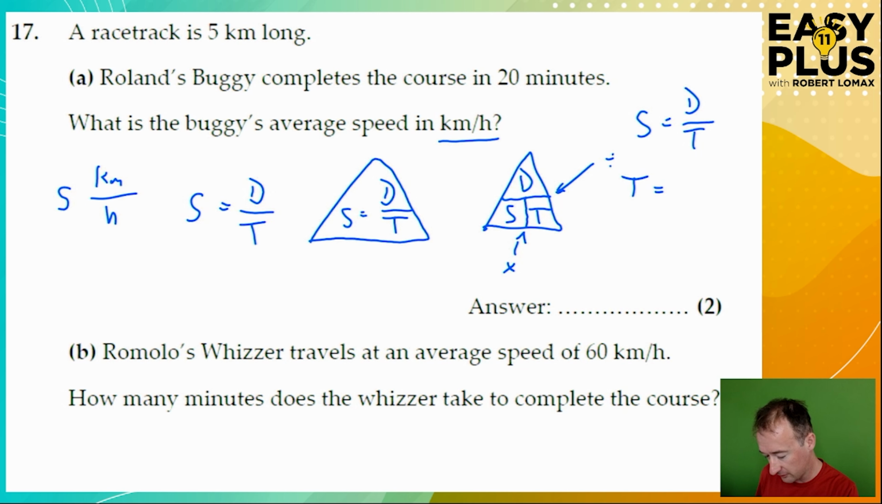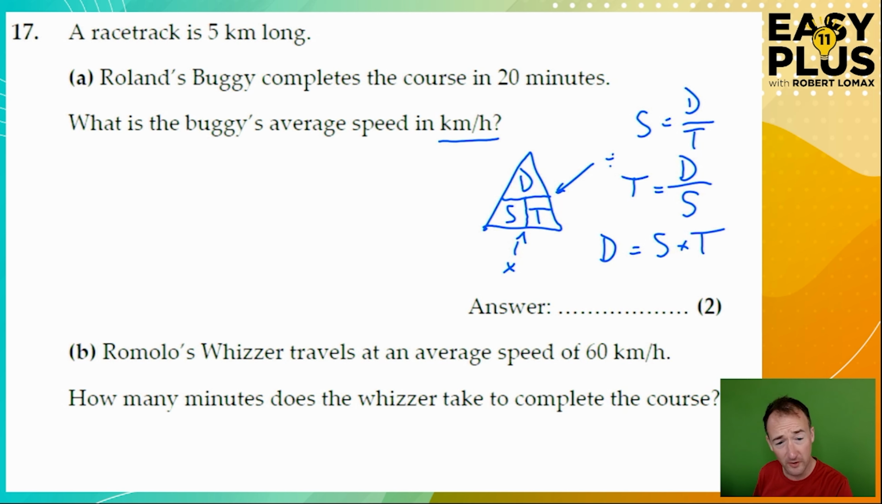Let's say that we want to find out a time value. Time equals, and we cover time, distance divided by speed. Let's say that we want to find a distance. Distance equals, we cover distance, speed times time. If you memorize this triangle, it gives you all the simple formulas for relating speed, distance and time to each other.